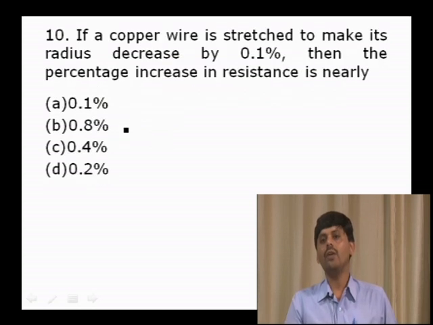Next. If a copper wire is stretched to make its radius decrease by 0.1%, then the percentage increase in the resistance is nearly? This concept is the same concept, based on the stretching of the wire in terms of radius. If the radius is reduced, in the sense the length increases, which means resistance increases. If x% of radius is reduced, the new resistance will increase by 4x%. Taking the help of that concept, we can easily calculate that one.